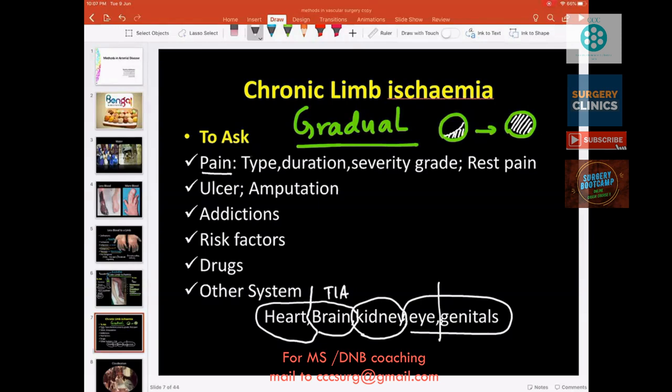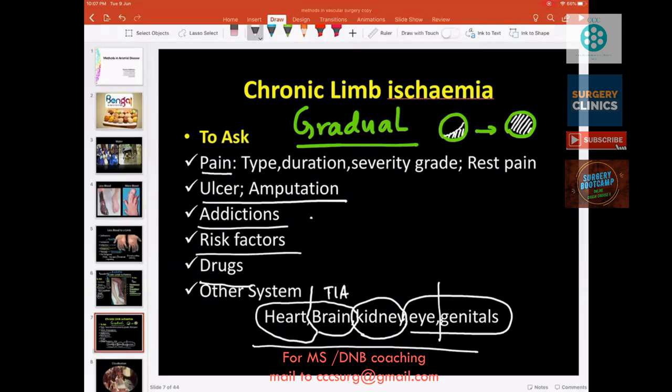You need to talk about ulcers and amputations, what has been the sequence, nicotine addiction in detail, particularly smoking and the smoking index, the risk factors that include hereditary, obesity, again diet, etc., drugs that the patient has been taking, and definitely this. So when you are writing for an exam, or you're thinking for an exam, for all chronic limb ischemias, this is the minimum that you are required to take.